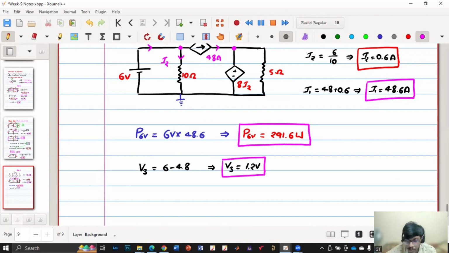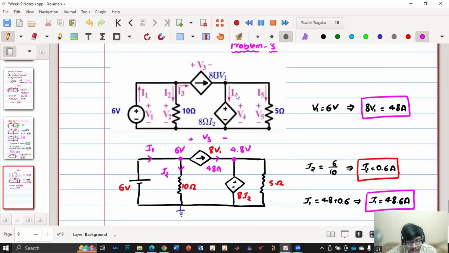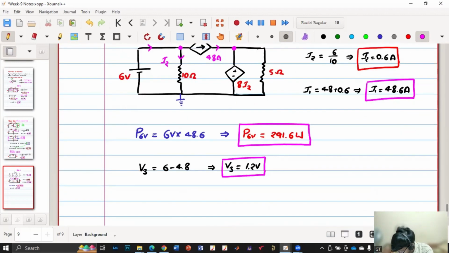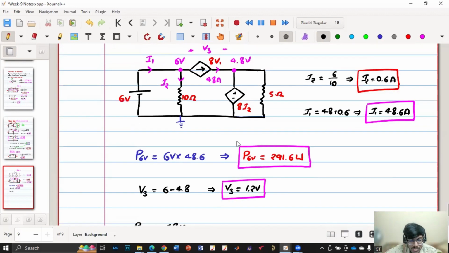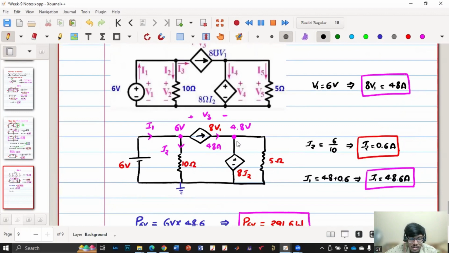Now power supplied by this dependent source. So power supplied by the 8V1 source: how much will it be? Voltage into current, right? Current is 48 ampere. What is the voltage? 48 into 1.2. Whether it is plus 1.2 or minus 1.2. So is it acting like a current source or sink? Source, right? Nia Farhan is saying source. Do you agree, or is it a sink?